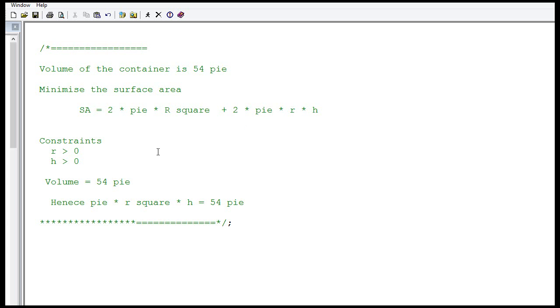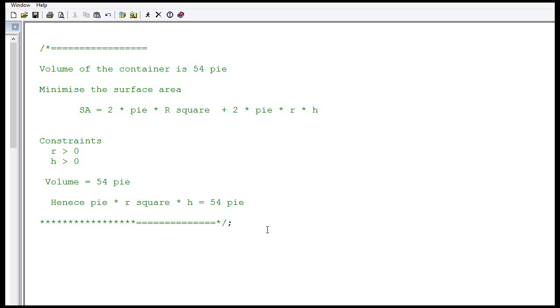What are the constraints? The constraints are: radius has to be greater than 0, height has to be greater than 0. They cannot be negative numbers, right? And then volume is 54 pi. So this is a precondition that the volume is 54 pi. So given this volume, which values of r and h minimizes the surface area? So that's the problem for us.